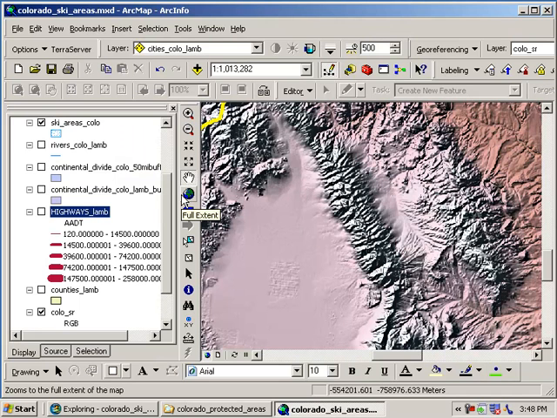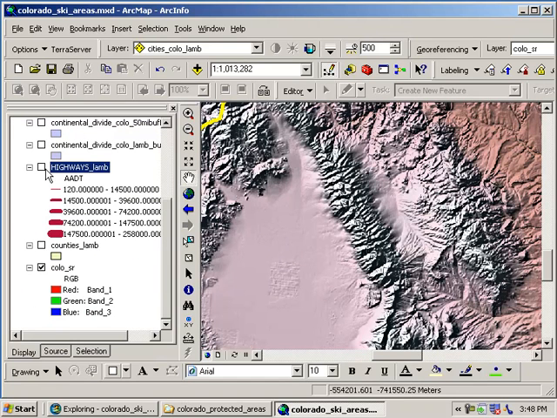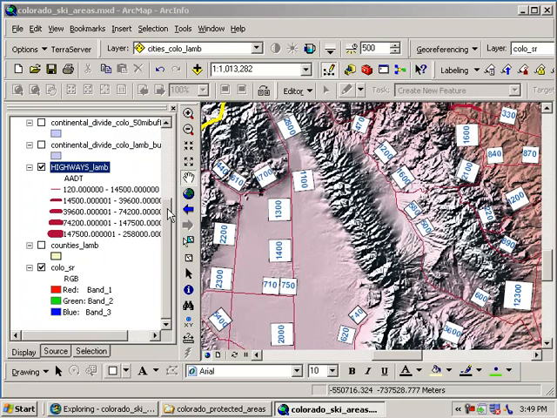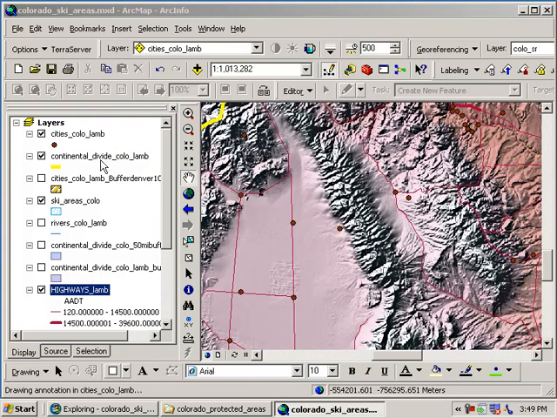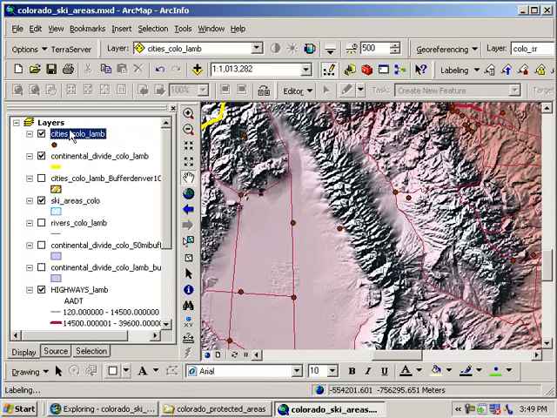Again, is it a landowner issue? Is it proximity to roads? Have them turn on the highways. Let's go ahead and turn on our highways. Is it just not accessible? What are the vehicle counts on those highways in that area? What are the cities in that area? Yeah, you can see the vehicle counts are fairly low. The cities in that area, let's go ahead and label the cities. Right-click and label the cities in that area.